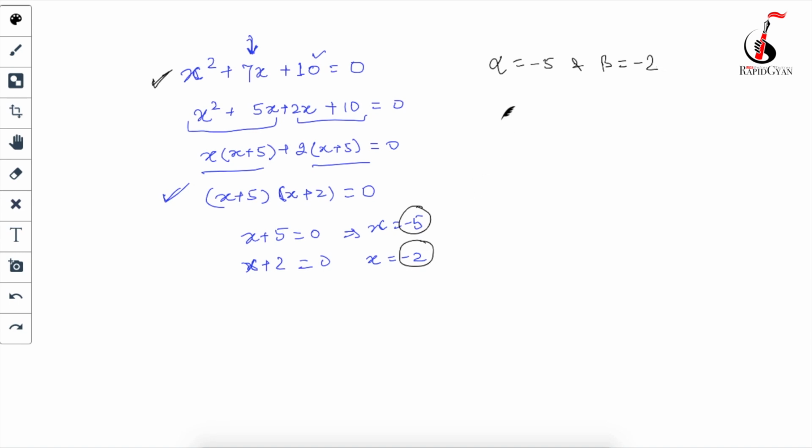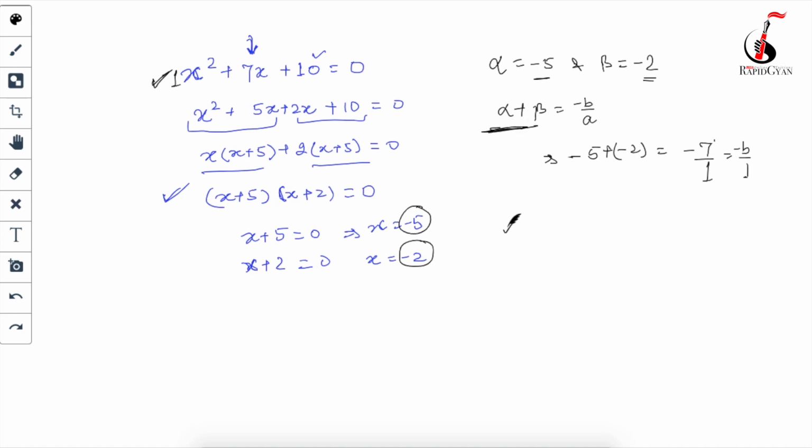Now come here, what I have told you, that alpha plus beta will be equal to minus b upon a. What is your b? B is 7 and a is 1. So let's solve this. Alpha plus beta, alpha is minus 5 and beta is minus 2. So can I write this? Minus 5 plus minus 2, which is equal to minus 7 upon 1, which is nothing but minus b upon a. So you can verify that the sum of the zeros of the polynomial is equal to minus b upon a.